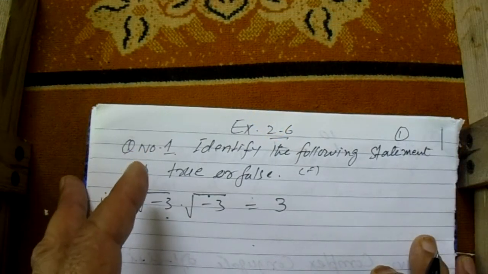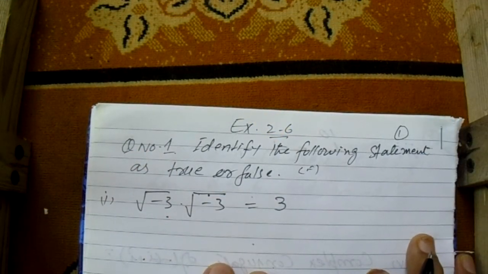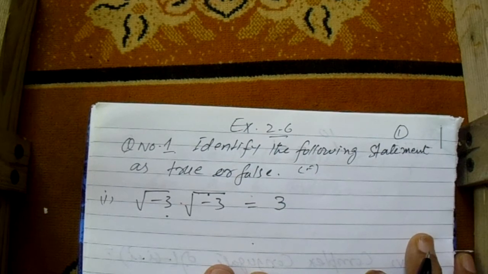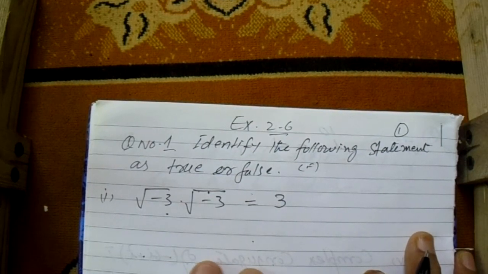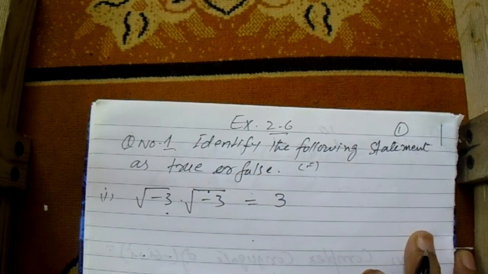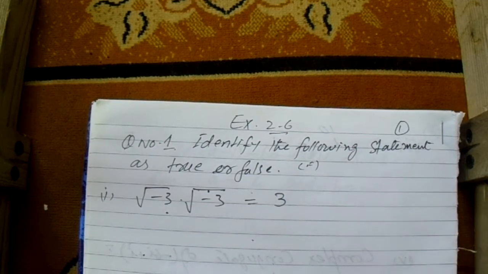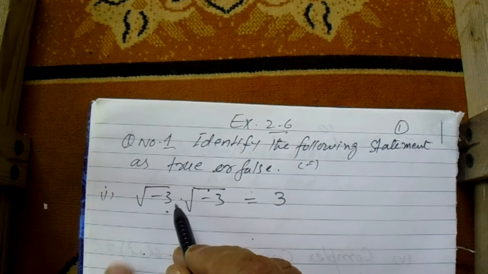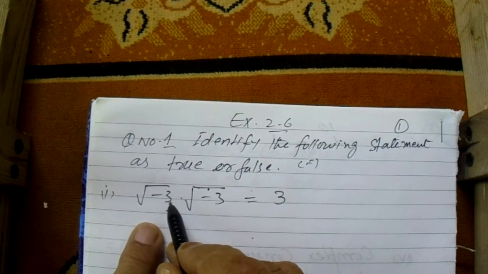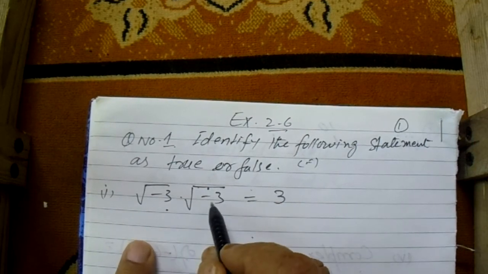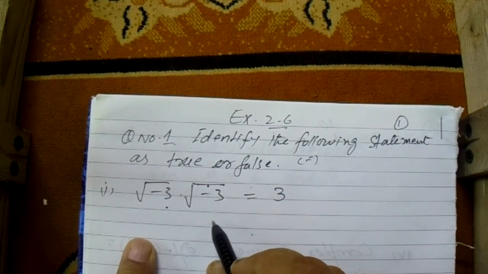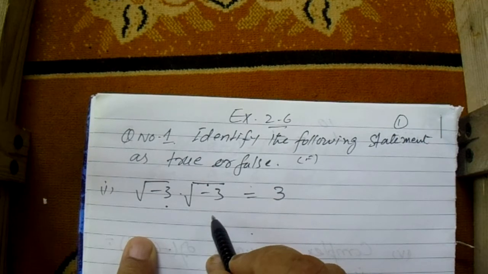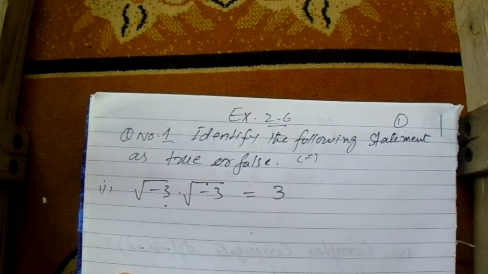Dear students, we start exercise 2.6. The first question of this exercise is: identify the following statements as true or false. Now this is the statement: under root minus 3 multiply under root minus 3 is equal to 3. Now we'll solve this, then we'll see after the solving whether it is true or wrong.